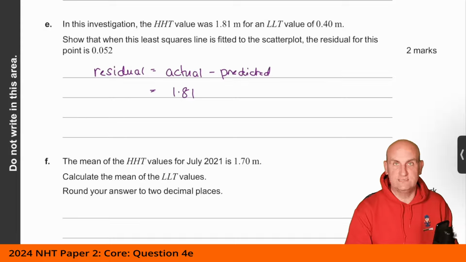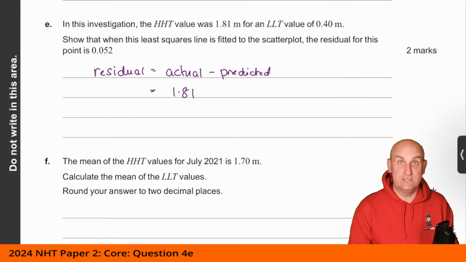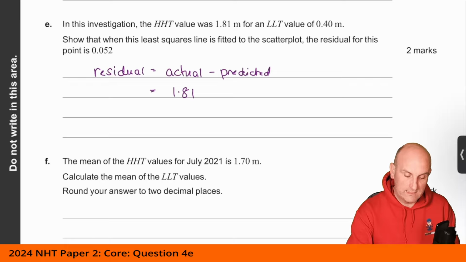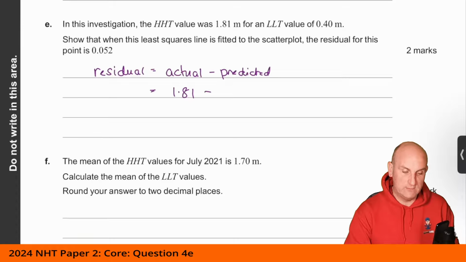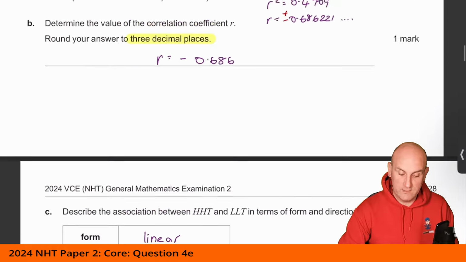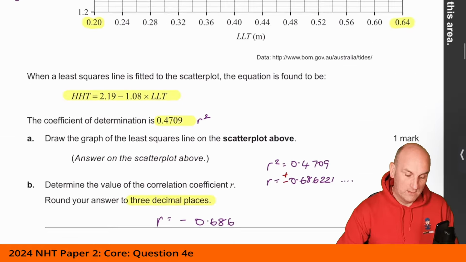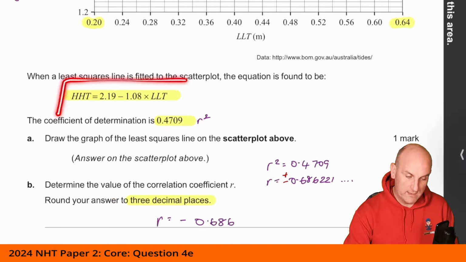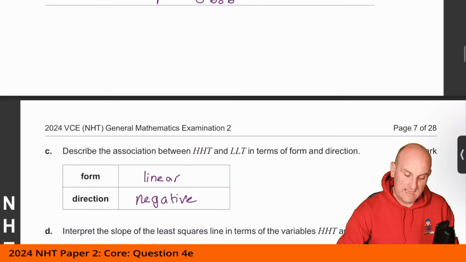And actually, they've told you what the answer is. So what they're really asking here for you to gain those 2 marks is your working out. You've got to show the working out. Minus my predicted. Well, where do I get my predicted from? Well, lo and behold, we get it from here. We know that the equation for my predicted HHT is given by that, 2.19 minus 1.08 times LLT.